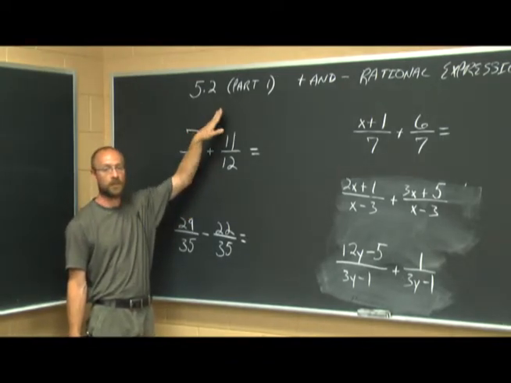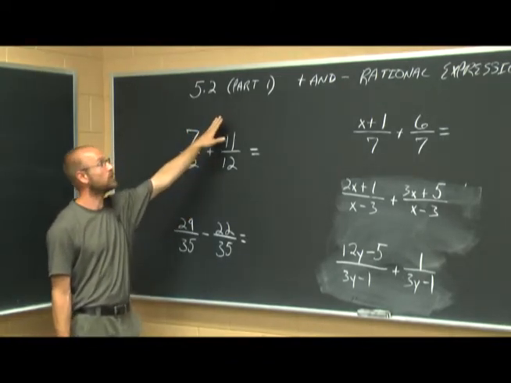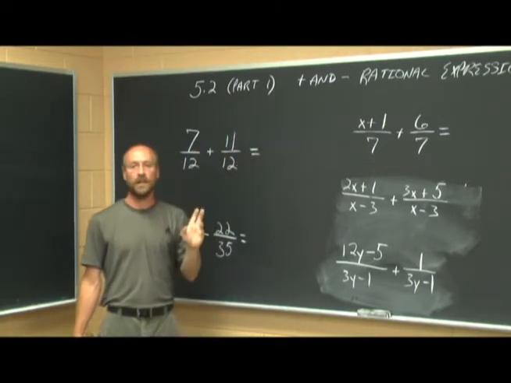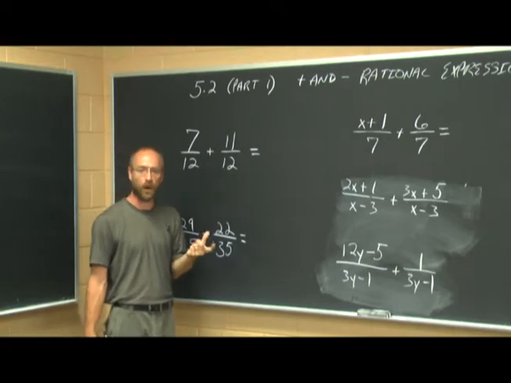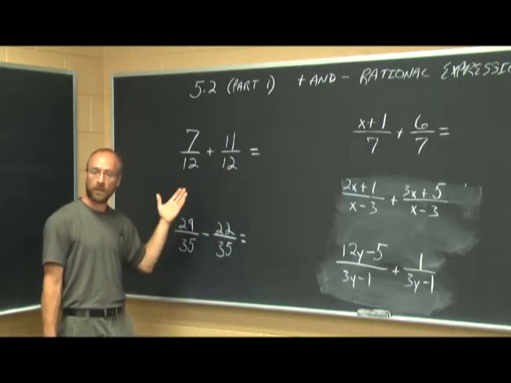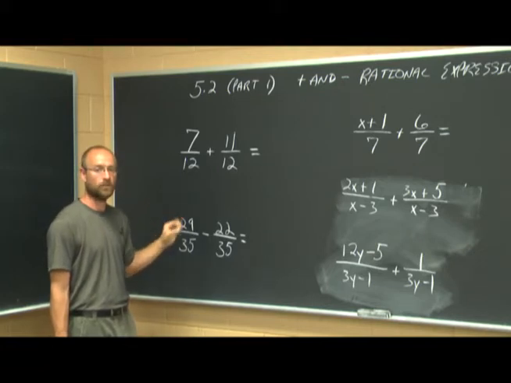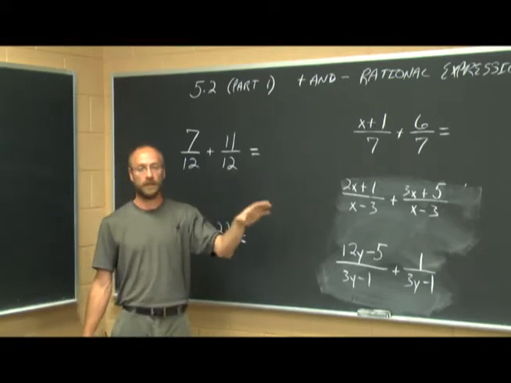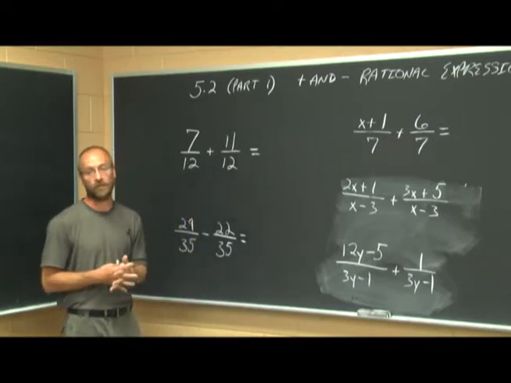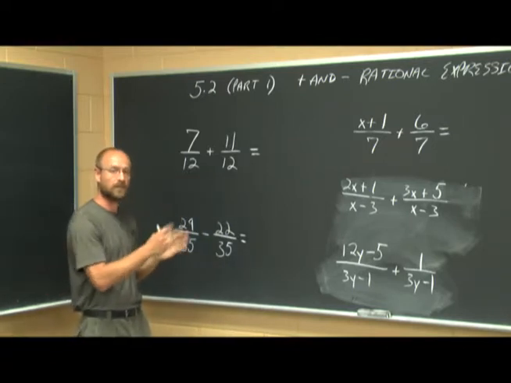I'm Jim Helmer, and today we're going to be talking about section 5.2, which deals with the addition and subtraction of rational expressions. This video is actually broken into two parts. The first part we're going to look at dealing with rational expressions that have the same denominator. And then we're going to look at least common denominators, a tool that we use when we don't have the same denominator. So that's the extent of this video.